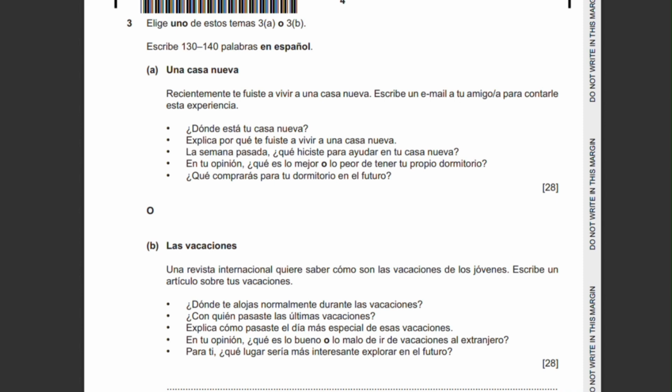Una casa nueva, a new house. Recientemente te fuiste a vivir a una casa nueva. Escribe un email a tu amigo o amiga para contarle esta experiencia, ¿sí? ¿Dónde está tu casa nueva? Where is the new house? Where is your new house? Explica por qué te fuiste a vivir a una casa nueva. Explain why you went to live in a new house.